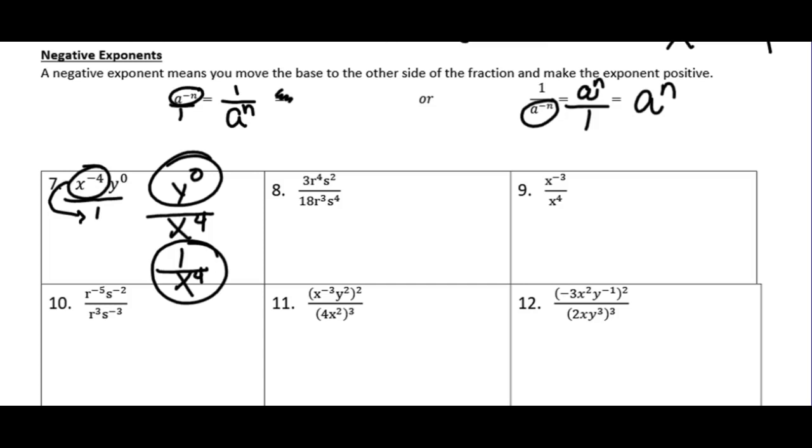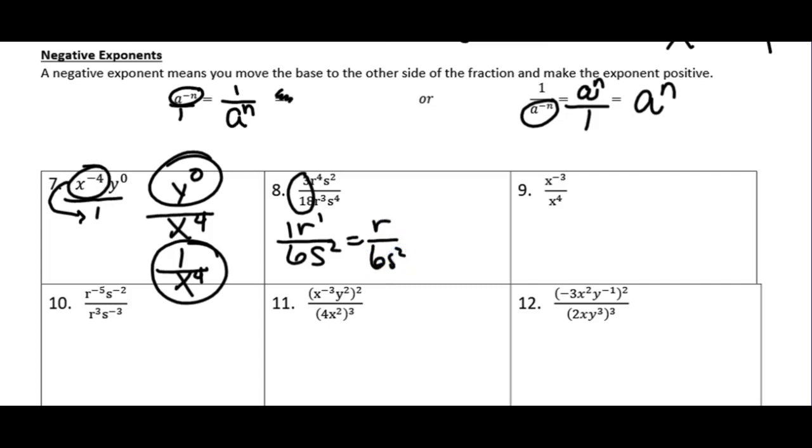All right, looking at number 8, we're going to look at this 2 ways. First, I'm going to do my division. 3 over 18 reduces to 1 over 6. There's more R's on top. How many more? 1. There's more S's on the bottom. How many more? 2. So that would be our answer, or we could write it R over 6S squared.